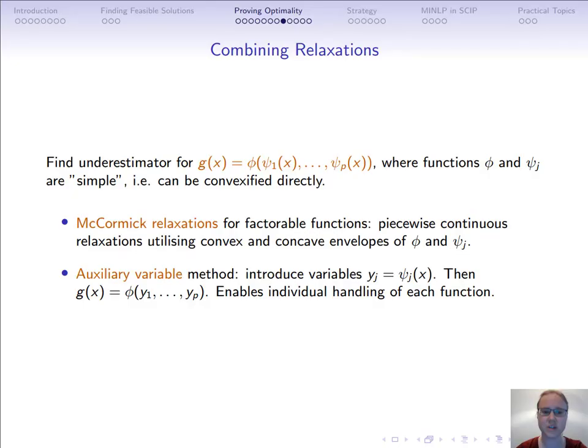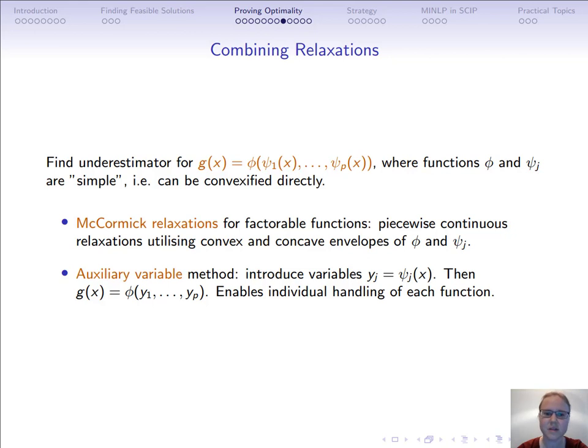Consider a non-convex function g, which is a composition of some simple functions. Combining the convex underestimators of these simple functions in a direct fashion, by simply replacing the corresponding terms in the formula for g, will not produce a valid underestimator. And to remedy this, there are specialized methods. One is a formula which is referred to as McCormick relaxation, which uses convex and concave envelopes to construct a piecewise formulation which is a valid convex underestimator of g.